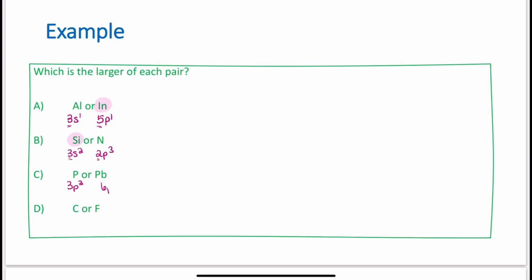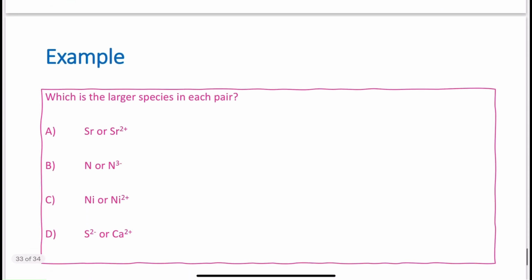Phosphorus is 3p3. Lead, 6p2. Lead, higher energy level. Carbon is 2p2. And fluorine is 2p5. Carbon, because this is the trend of going across the table, getting smaller. They're in the same energy level, so now I have to think about effective nuclear charge, and the effective nuclear charge of fluorine will be higher because it has more protons pulling, yes, on more electrons, but more protons in that nucleus, in that centralized positively charged area.